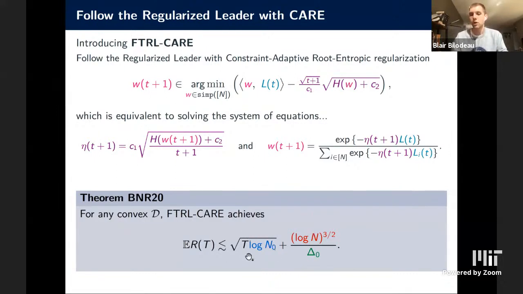When N0 is equal to 1, this is just 0. And so it's only paying for this term, which is constant in T, but it has log N to the 3/2. So if that 3/2 was a 1, we would be done. But it's not, so we have to do a little bit more to get adaptively minimax optimal. And for that, we're going to use metacare.